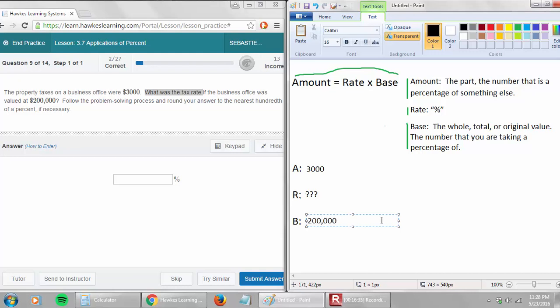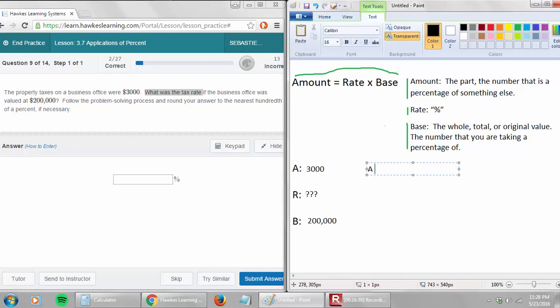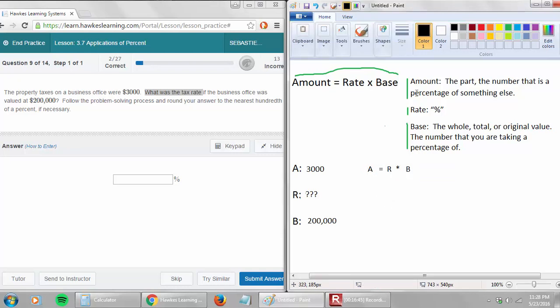Alright, so now I have enough to set up my equation. The amount equals the rate times the base. And I'm going to replace each letter with the number that goes with it. And again, I'm going to write directly underneath. I'm even putting these little arrows to show that that's what I'm doing.